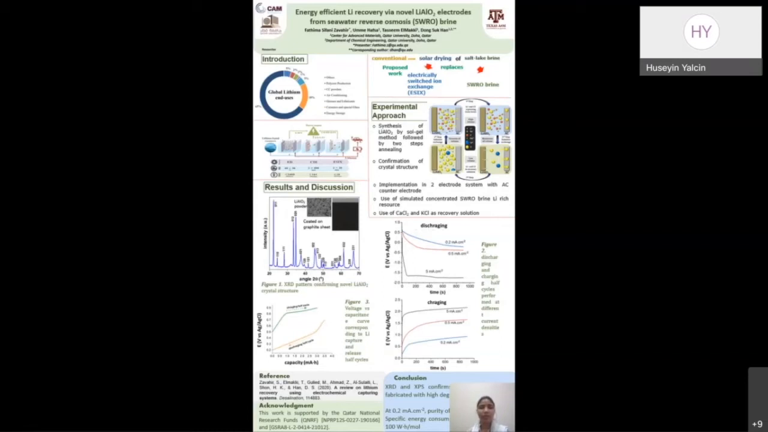So we found our material can recover lithium at a higher resource recovery rate, with 97% purity and lower specific energy consumption. Therefore, we are very happy to say that we are successful in demonstrating the prospects of greener concentration of lithium using lithium alumina material.